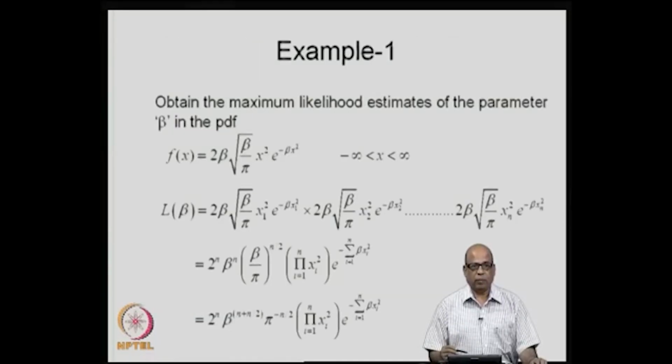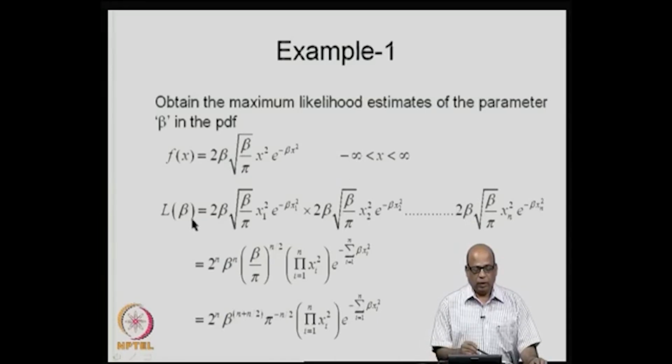Let us consider an example. In the last class, we discussed one simple example of the exponential distribution, which has a single parameter lambda. Now, we will take another distribution which has a single parameter beta. The PDF is given by 2 beta root of beta by pi x square e to the power minus beta x square, which is defined for x varying from minus infinity to plus infinity.